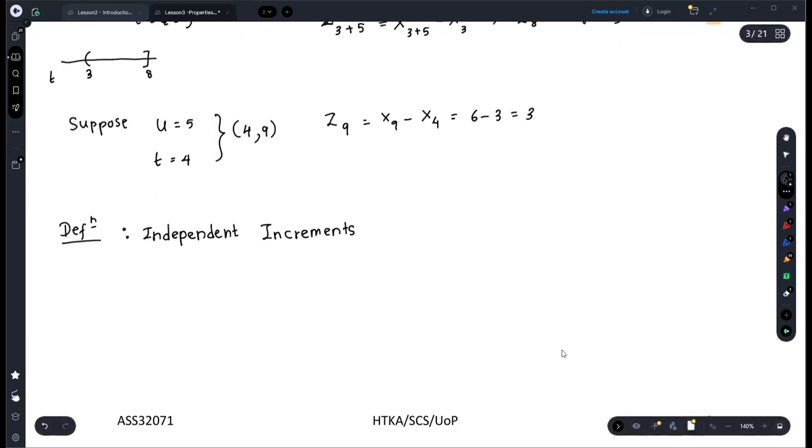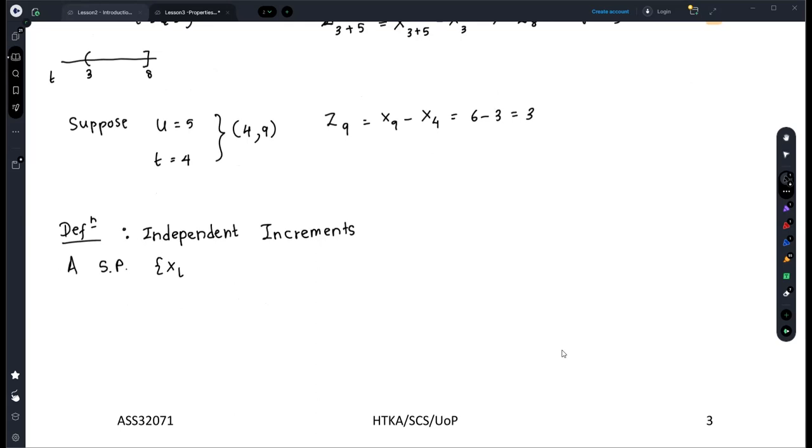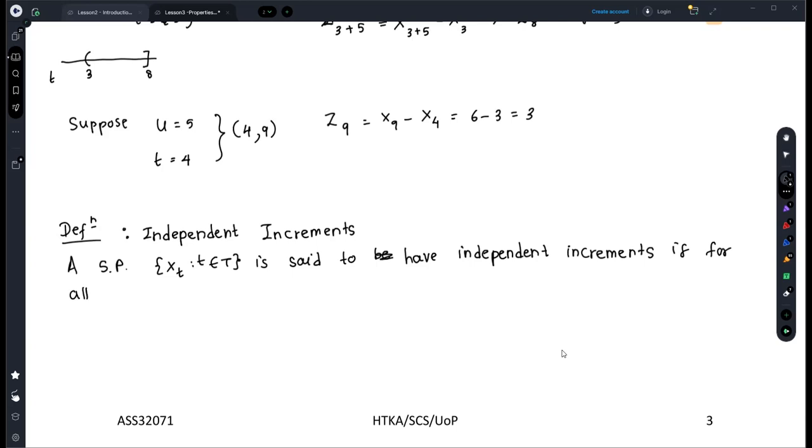So this is how you define independent increment. A stochastic process, let me write SP for stochastic process, okay? This is how you write a stochastic process. It is said to have independent increments if for all t and all u.